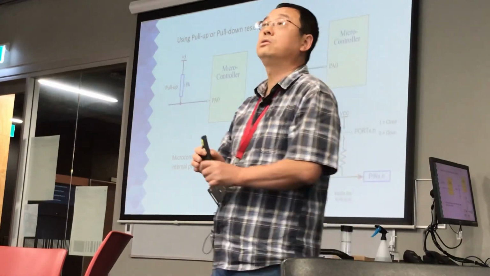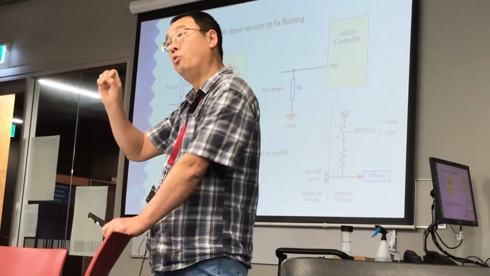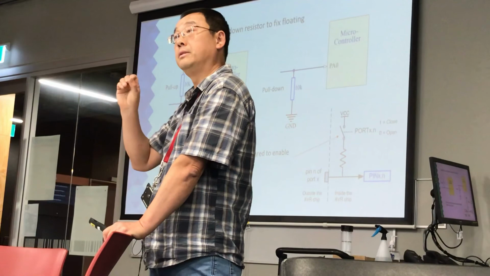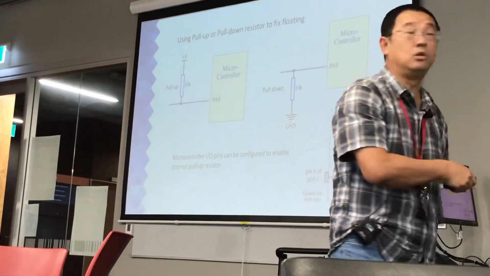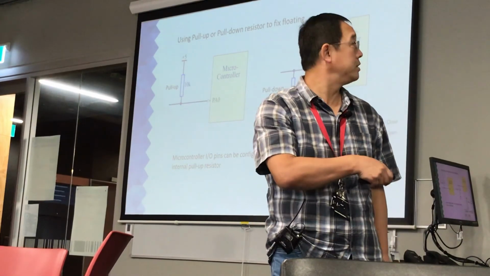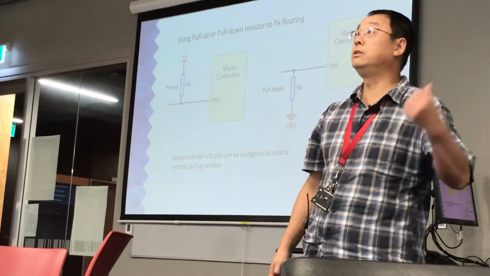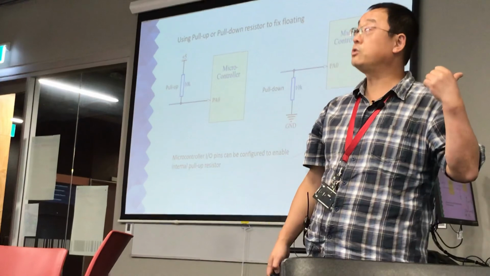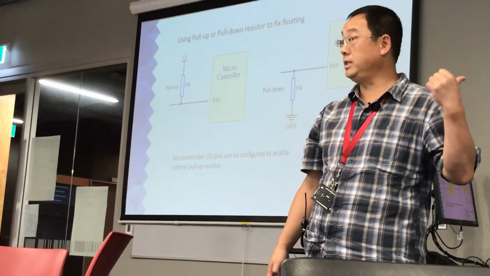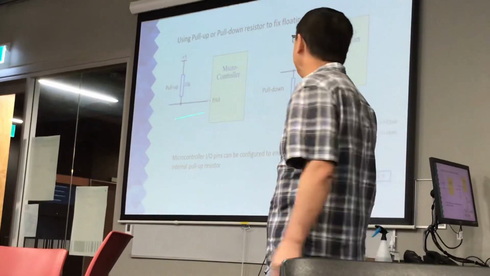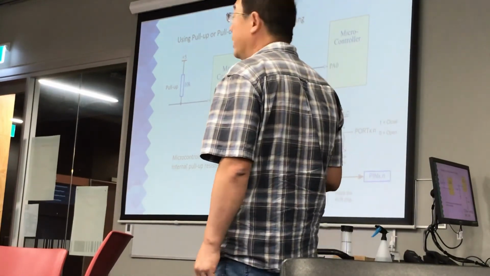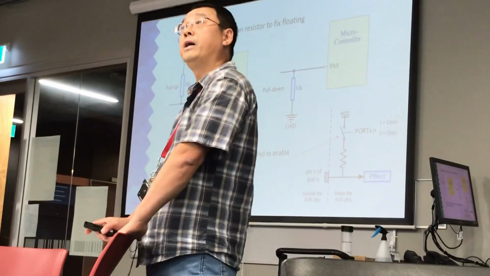The microcontroller also has an internal pull-up resistor. You can see the good thing is we fix the floating problem. The trouble is we have to use an extra electronic component, a resistor, to pull either up or down. But the microcontroller has an internal pull-up resistor.